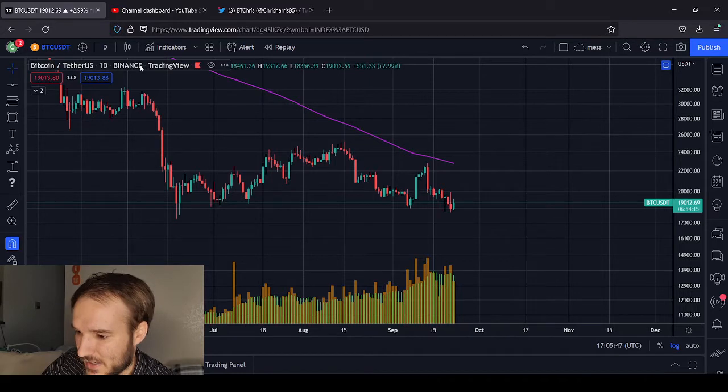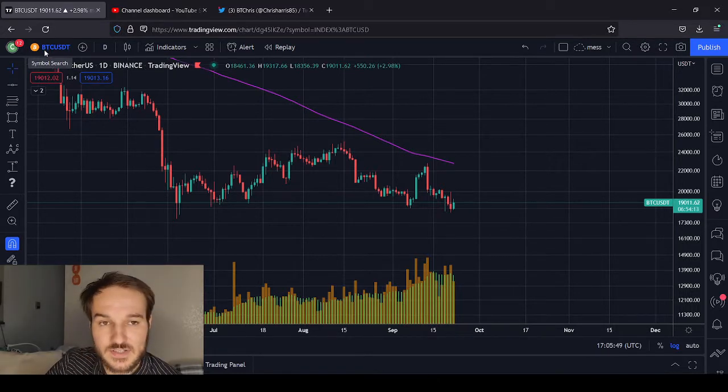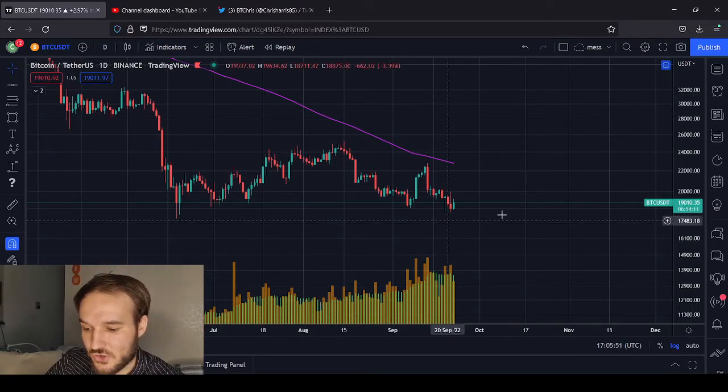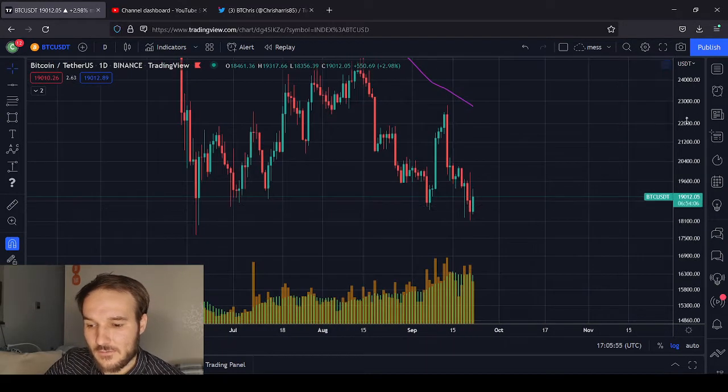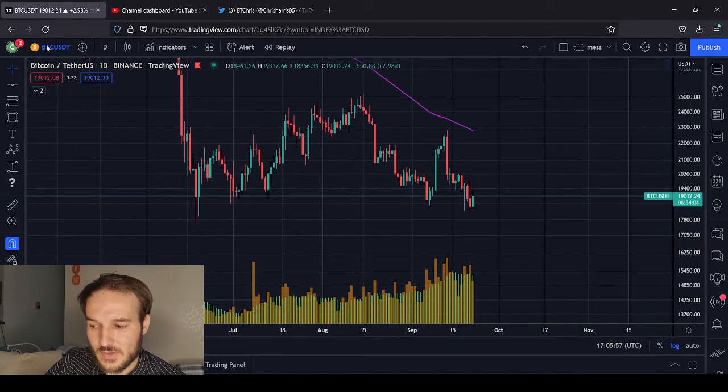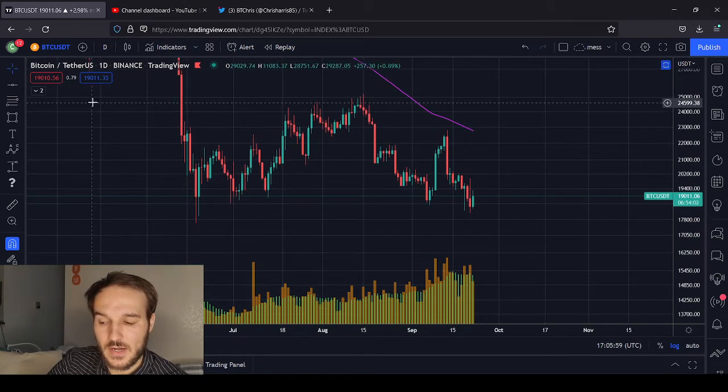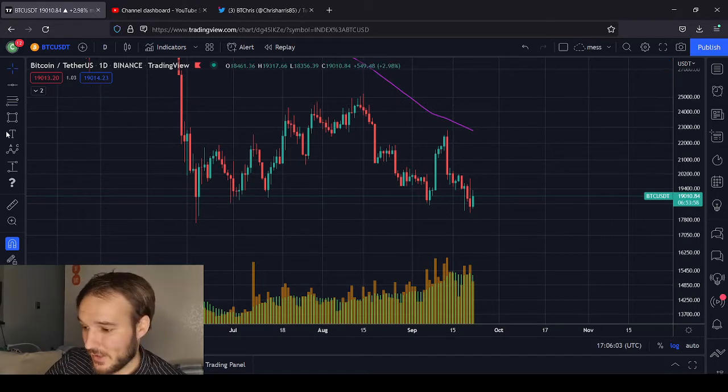Here we're on the Binance BTC USDT Tether chart. The reason we're on that is because, talking about volume, Binance USDT has the most volume. And I think that's going to be relevant for identifying if this is a head and shoulders pattern. So first, let's just do that.